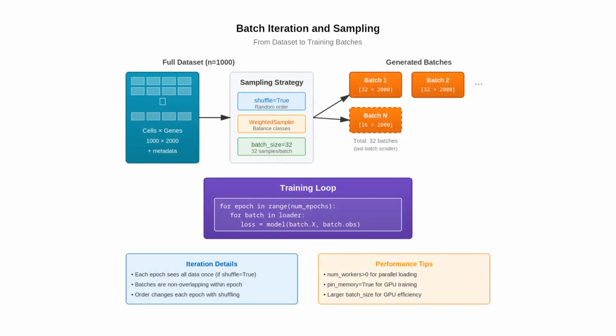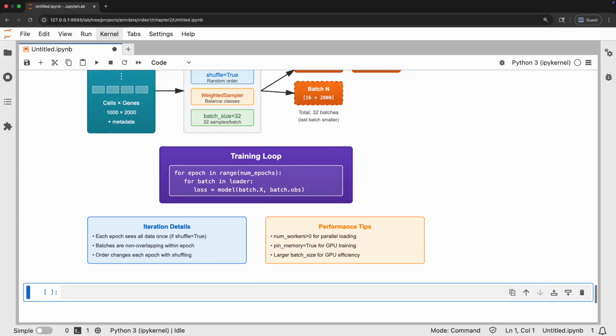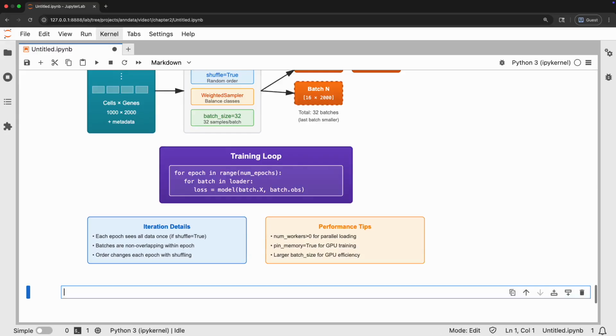AnnLoader supports various sampling strategies for handling imbalanced datasets and custom sampling requirements. Here we see an image showing the batch iteration diagram, illustrating different sampling strategies and how they affect batch composition. When dealing with rare cell types, weighted sampling ensures adequate representation in each batch.